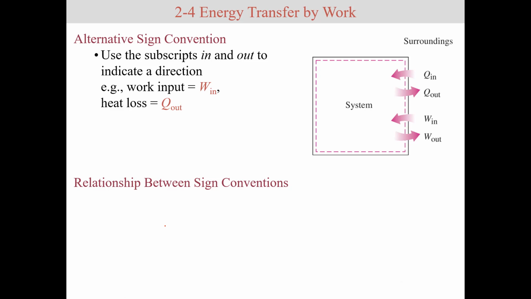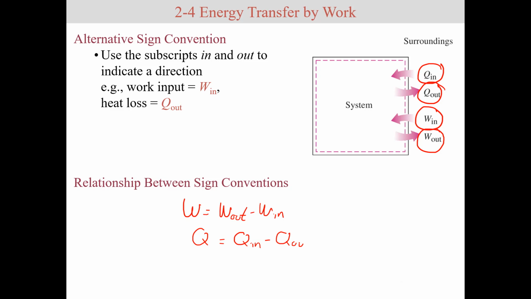An alternate sign convention would be just to use subscripts instead, right? If I have Q going into the system, I call it Q in. If I have work going into a system, I call it work in. If I have Q going out of a system, I call it Q out. If I have work coming out of a system, I call it work out. So the total work of the system would be work out minus work in, and the total Q on or by a system is Q in minus Q out.